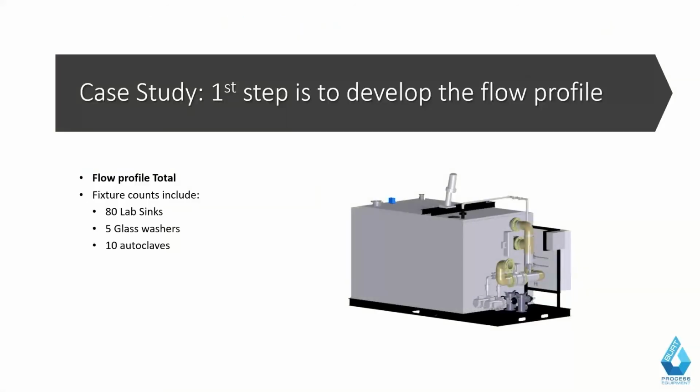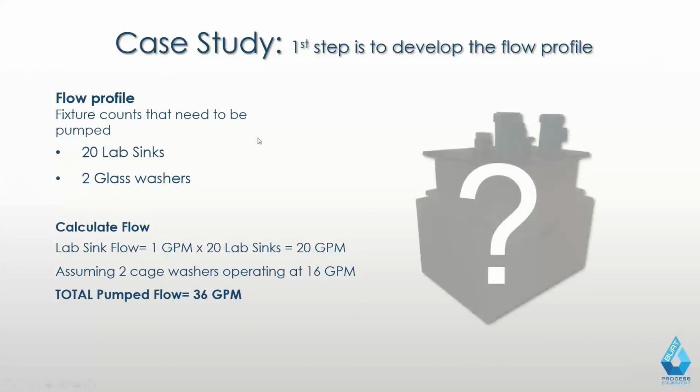So talking about our case study here, we have 80 lab sinks just like we had previously in our rotary system, 5 glass washers, 10 autoclaves. So first of all, the flow profile for what needs to be pumped. Based on our riser diagram, we have 20 lab sinks and 2 glass washers that need to actually be pumped. So the lab sinks at 1 GPM times 20 lab sinks is 20 gallons per minute, plus 2 cage washers operating at 16 GPM total. We need a total pump flow of 36 GPM.